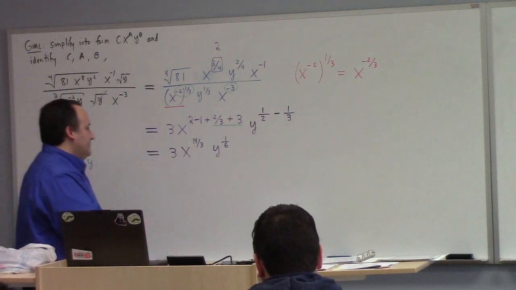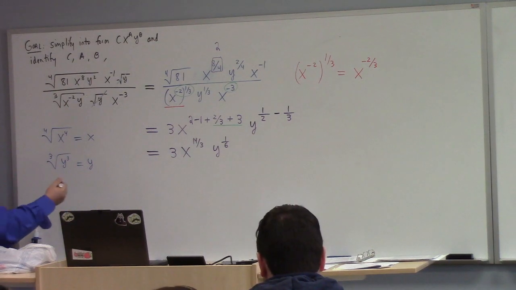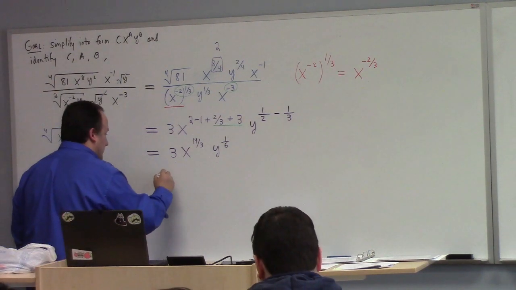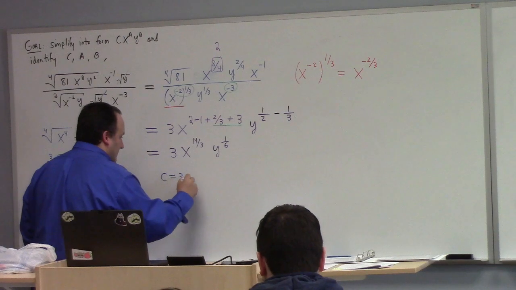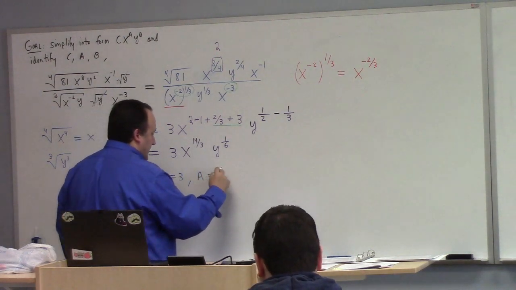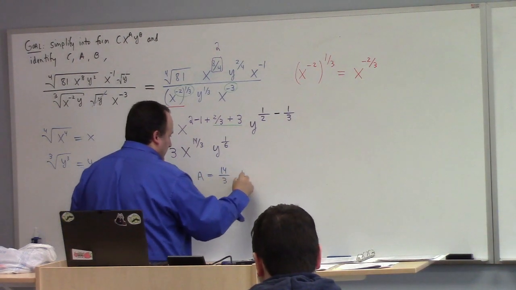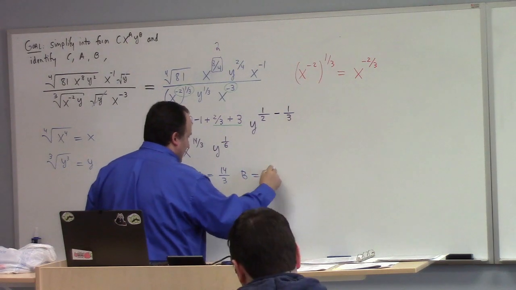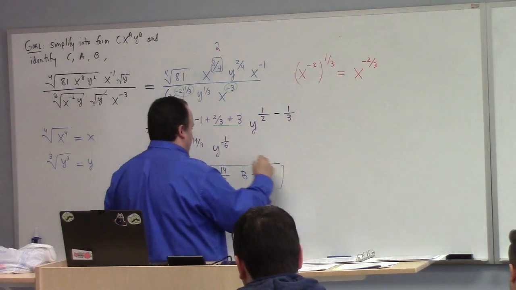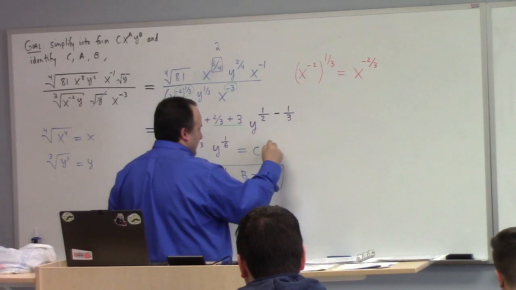But anyway, what do we have here? So C is equal to 3, A is 14/3, and B is equal to 1/6 if we just compare this with C x to the A, y to the B.